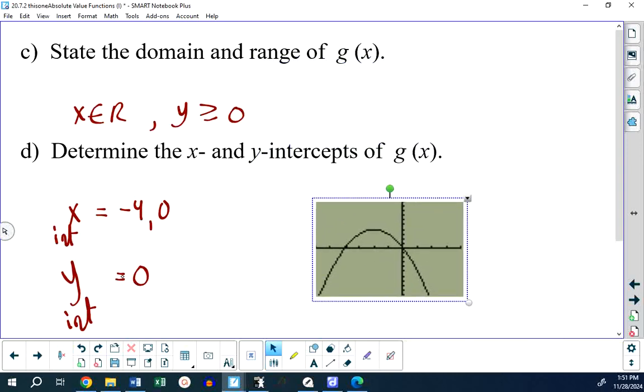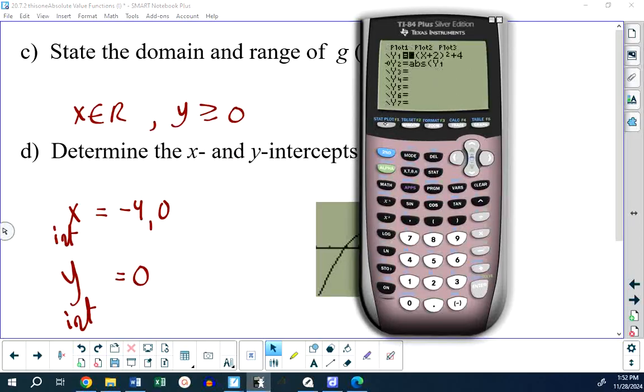By the way, I never really have this graph on here, do I? G of x. This is f of x. Once again, I can turn this on, and here comes... Did I not turn it on? I guess I didn't. There we go. And there comes g of x.